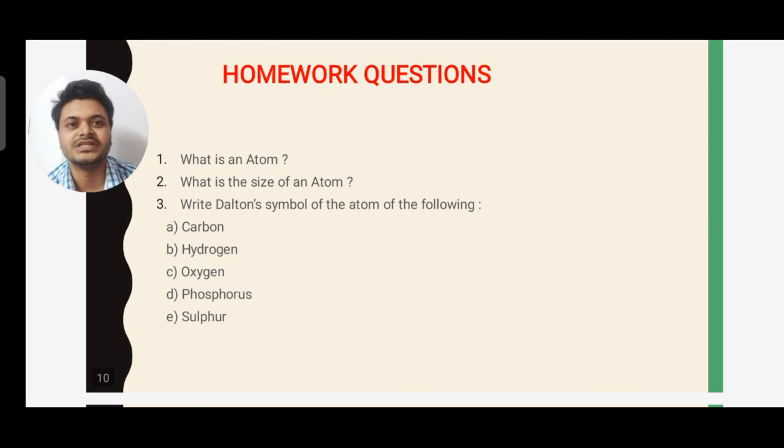Students, these are the homework questions. First, define what an atom is. Second, what is the size of an atom. Third, write the Dalton symbols of atoms of the following: carbon, hydrogen, oxygen, phosphorus and sulfur. As well as that, you have to memorize all the symbols that are given.